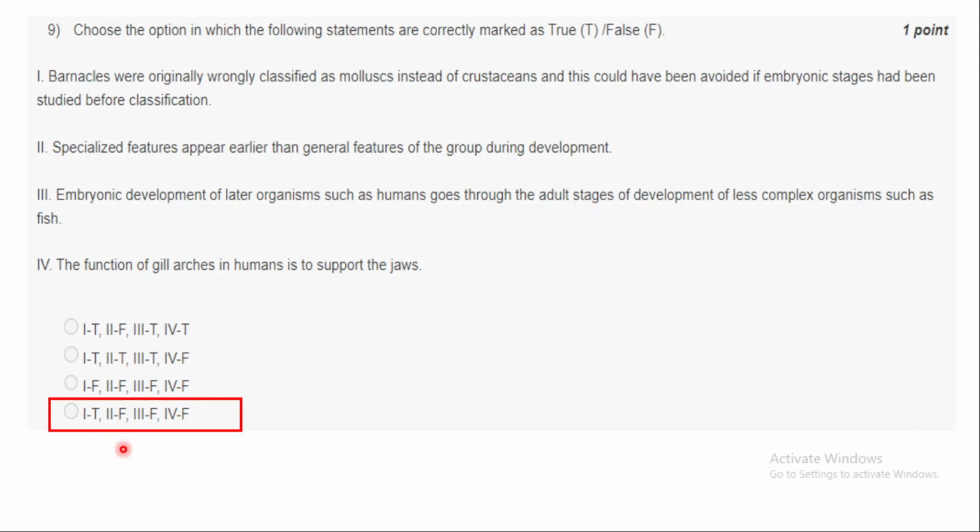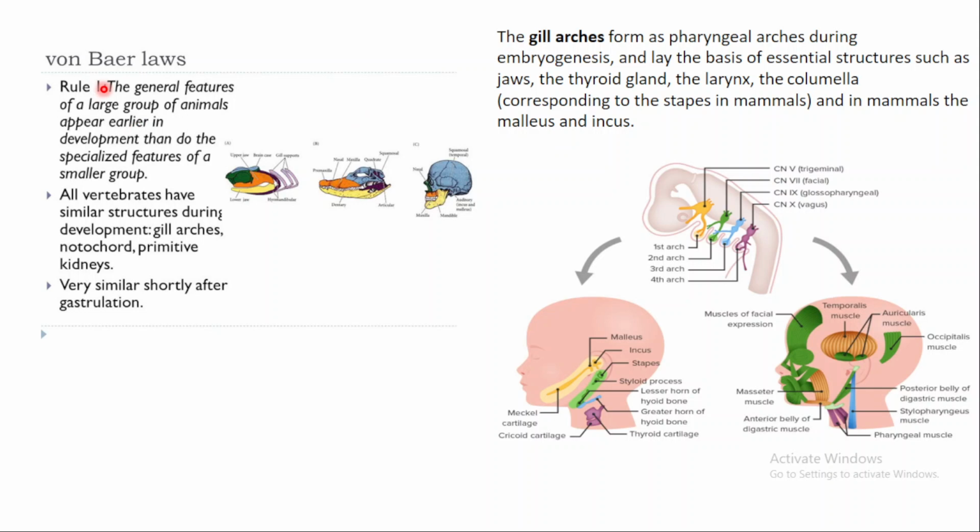Barnacles were originally wrongly classified because the embryonic stages had not been included in classification. Specialized features appear earlier than general features of the group during development. This is a rule given by von Baer. Von Baer's law: the general features of a large group of animals appear earlier in development than do the specialized features of a smaller group. So the general features of a group of organisms will appear first in embryonic development and later the specialized features towards the end.